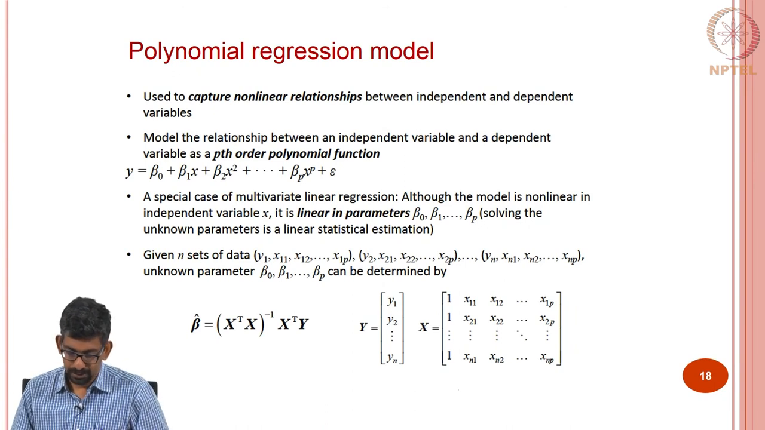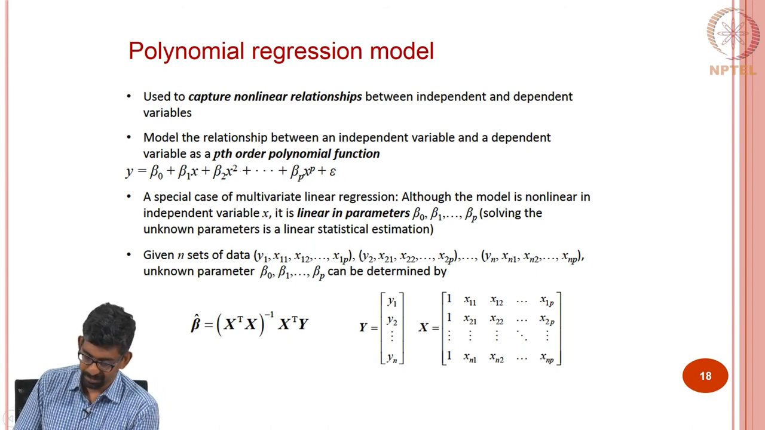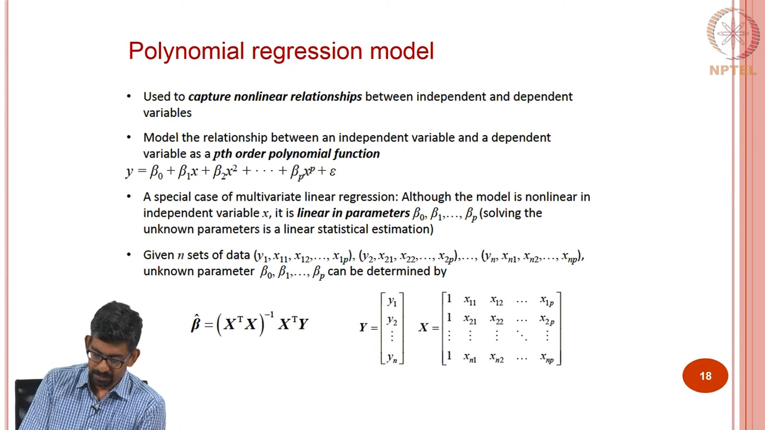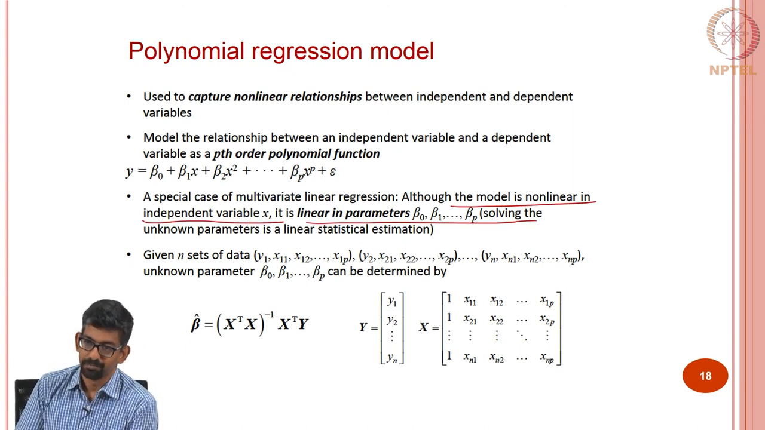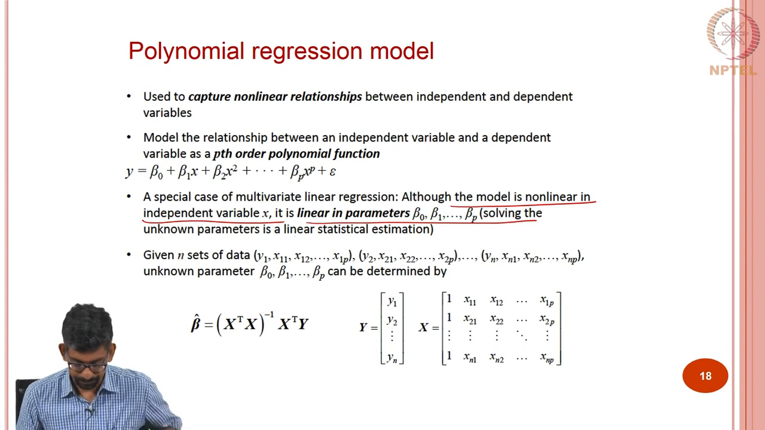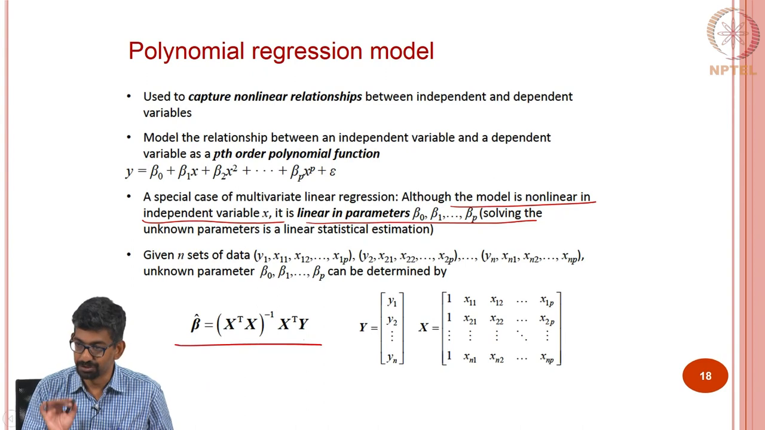So you can also use polynomial regression, which is used to capture the nonlinear relationship between dependent and independent variables. It is a special case of multivariate linear regression. Although the model is nonlinear in the independent variable x, it is linear in the parameters beta naught, beta 1, up to beta p. Solving for the unknown parameters is still a linear statistical estimation problem, okay. The same idea, this is all you need to solve for, that is all, okay.